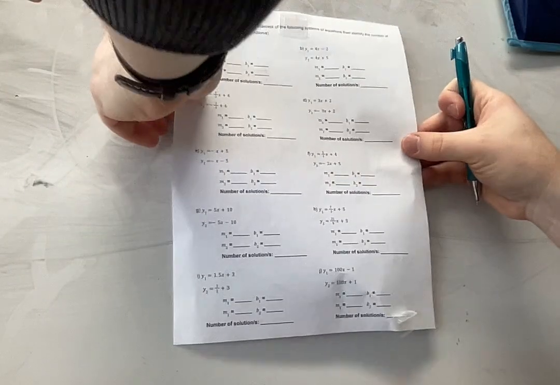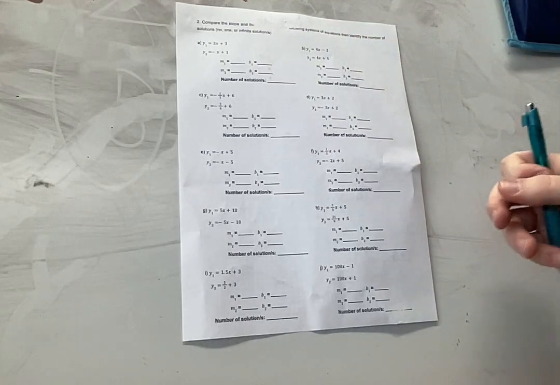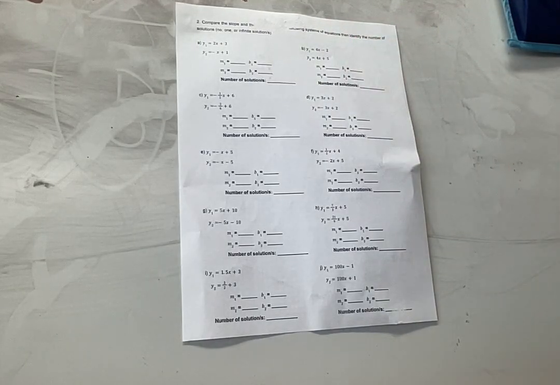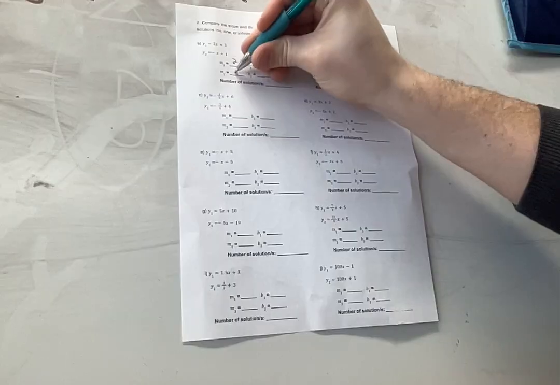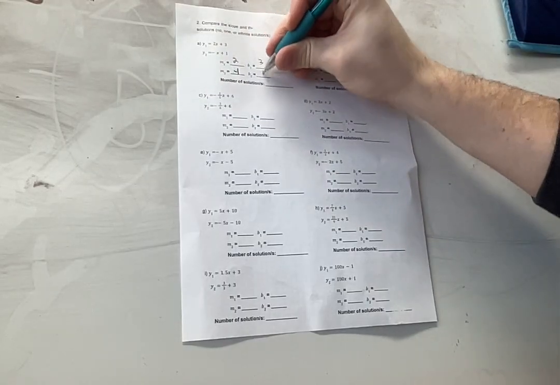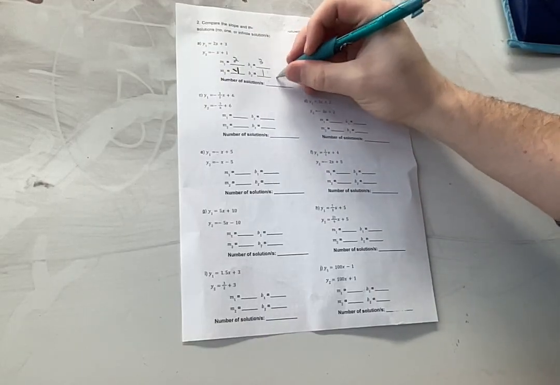As we go on, look at this. So we have the next page here. On this next page, I'm going to compare the slope and the y-intercept of the following systems of equations, then identify the number of solutions. So similar to last time, I'm going to identify the slopes. That first slope, 2, the second slope, -1, the y-intercept of 3 and 1 respectively. Because there are different slopes, there is one solution.